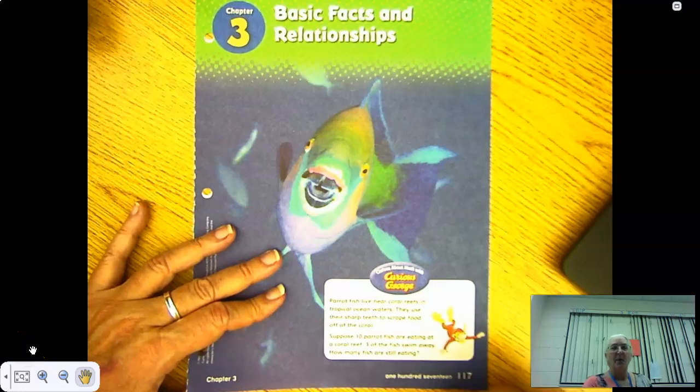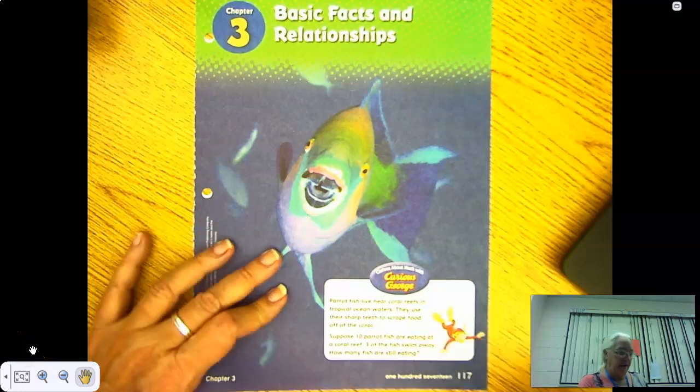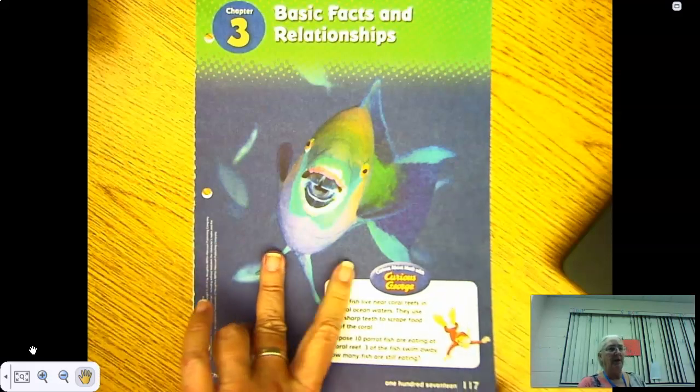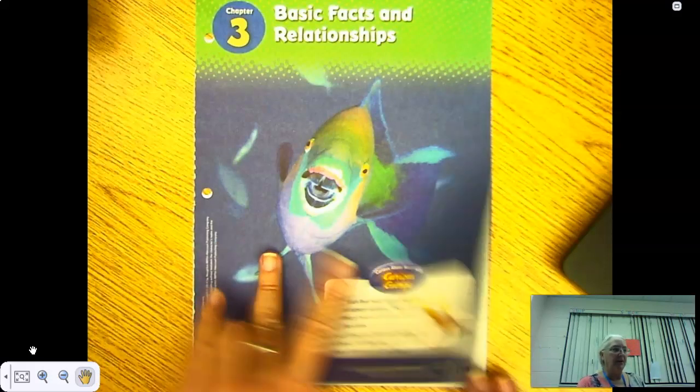Hi friends, we're getting ready to start chapter 3. This is on page 117 in your student book. The title is Chapter 3, Basic Facts and Relationships. We're going to find out how numbers and operations go together.